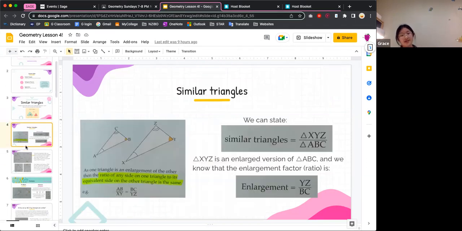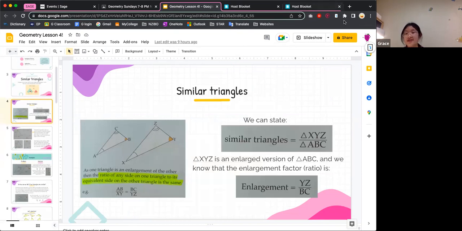Okay, here's a bit of a definition. We can have these two triangles, ABC and XYZ. You can see how angle A and angle X are the same, right? And angle C and angle Z are the same. Angle B and angle Y are also the same. So this means that these two triangles are similar. However, their side lengths are not the same, but we can find the ratio between their side lengths.